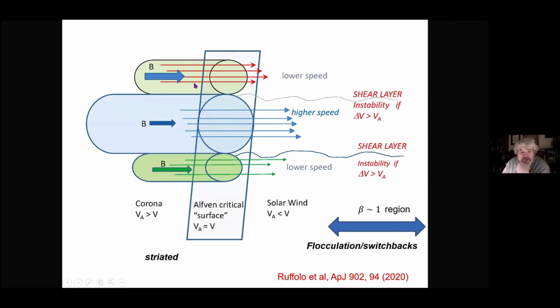Now, I've already prepared you some for this: below the Alfven critical surface, where the Alfven speed equals the plasma speed, the magnetic field is stronger than the flow, and it's considerably stronger than the mechanical pressure, because you don't get to plasma beta equals 1 until outside the Alfven critical surface, typically. So this is not a strict surface, it's really more of a region, but let's think of it as a surface. Below that surface, the magnetic field controls everything, and you see this hair-like striated structure.